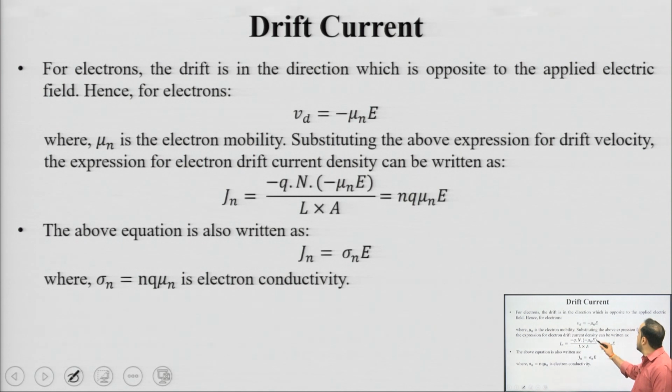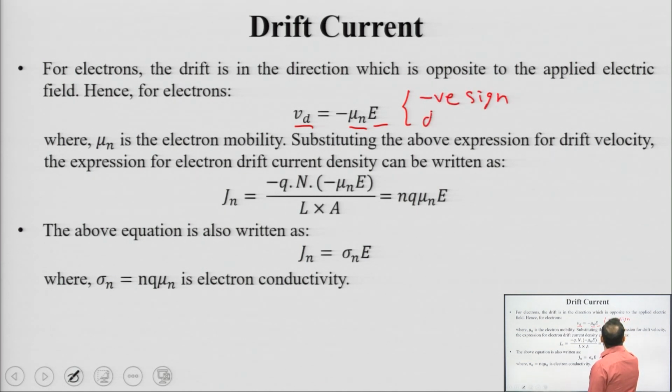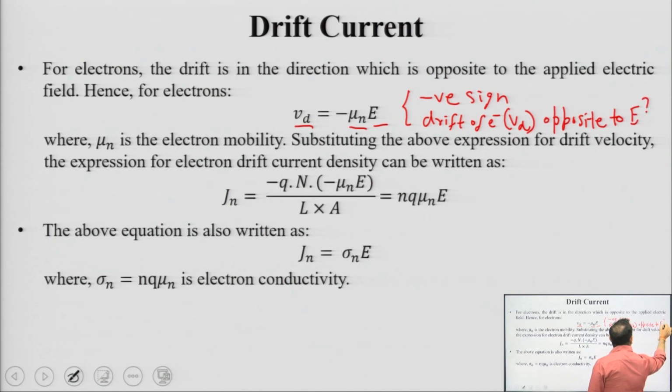And I already know that the drift velocity is proportional to the electric field, the constant of proportionality is minus mu n. This negative sign is because the drift of electron, or I should say Vd, is opposite to E. When electrons are drifting from the negative electrode to the positive electrode, the applied electric field is from positive to negative, and drifting of electron is from negative to positive. So, the directions are opposite, so there is a minus sign here.